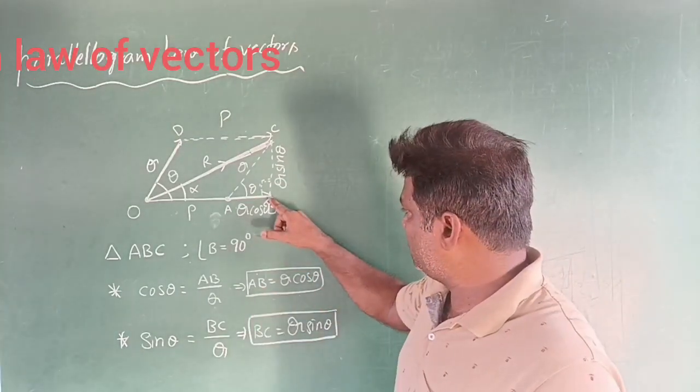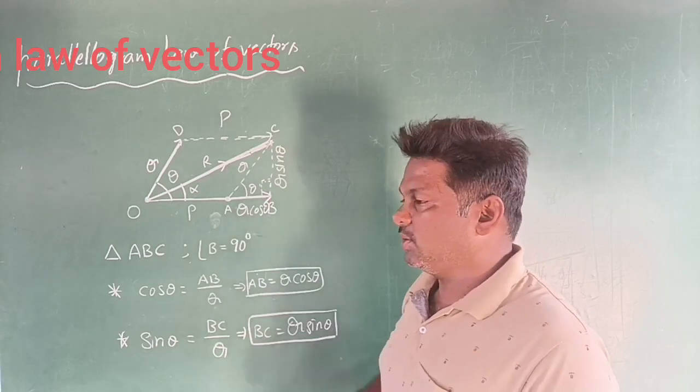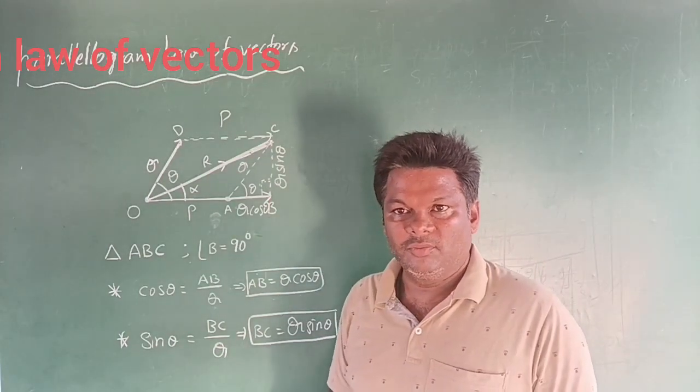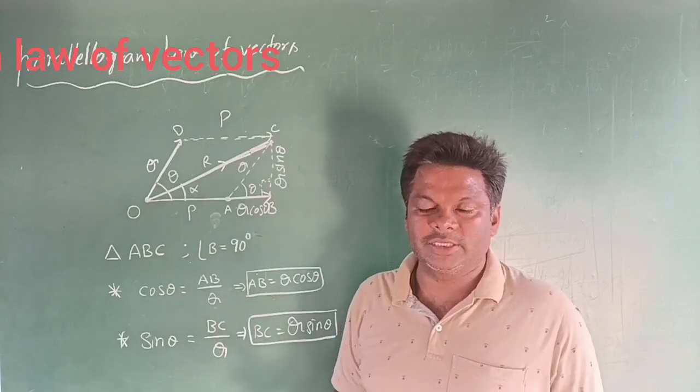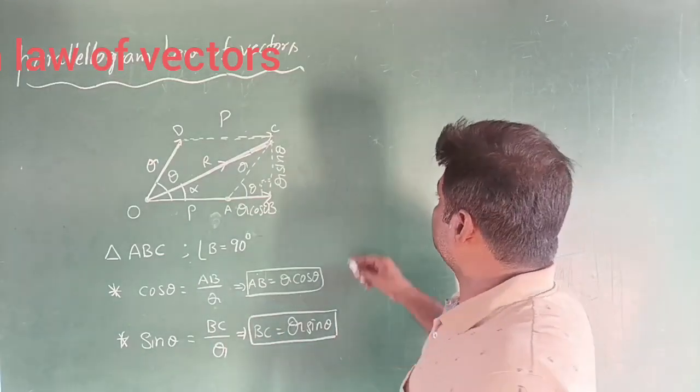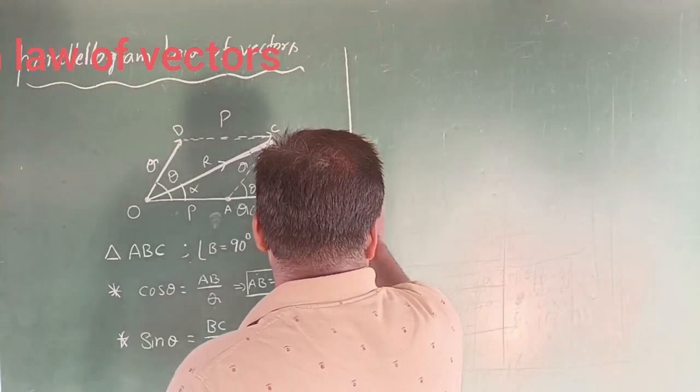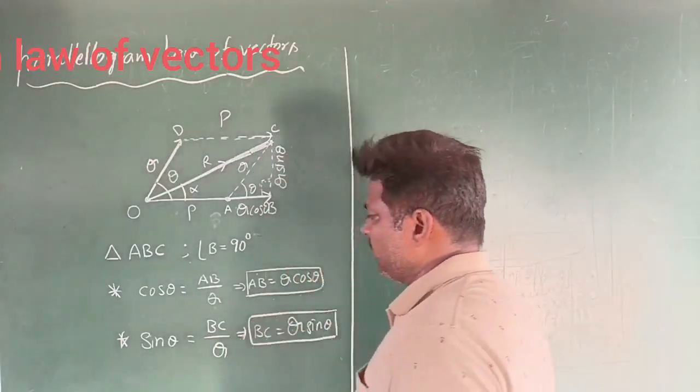What is the value of angle B? That is equal to 90 degrees. When we get a right angle triangle, then only we will go through the trigonometry, or else we can't. Okay. Now, note it down, everyone.